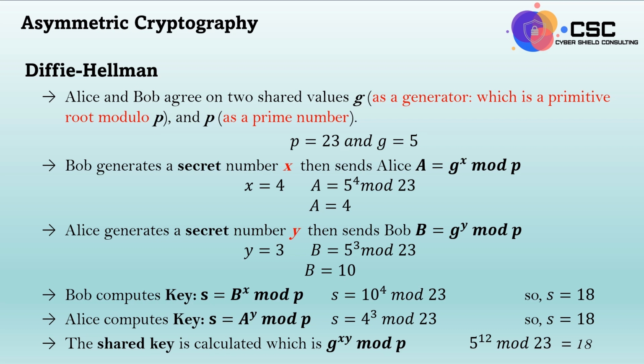How does this work, or why does it work? This works because both calculations are equivalent. Even though an attacker knows P, G, A, and B, they cannot easily compute the shared key because solving the discrete logarithm problem is computationally difficult. This example shows how Alice and Bob can securely generate a shared secret key using Diffie-Hellman. This key can now be used for symmetric encryption to protect their communication.